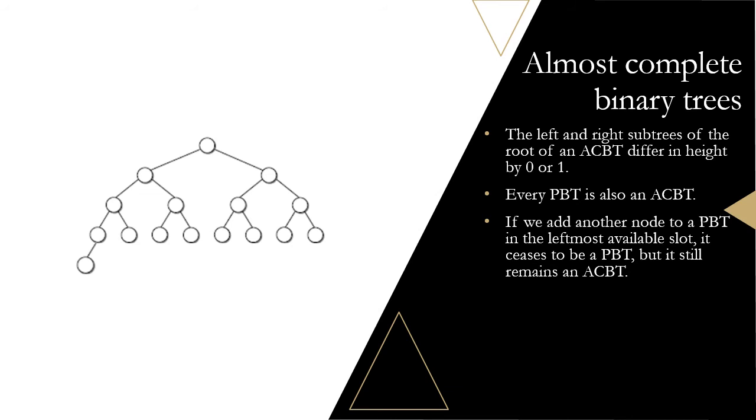Minus the height of the right subtree from the left subtree, not the other way around. What I'm trying to say is if the difference in height is minus 1, then it's not an ACBT. The difference in height has to be 0 or 1. So the number from which you are subtracting is the height of the left subtree, and the number that you are subtracting is the height of the right subtree.